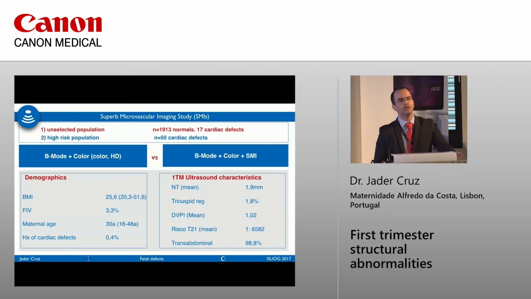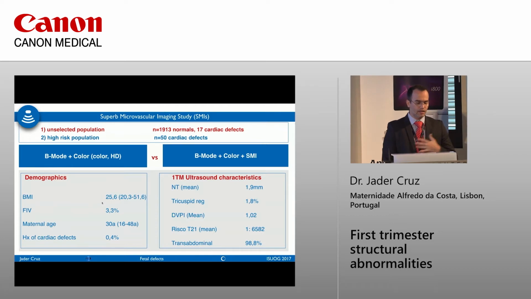But I want to show you just an updated version of the study we are about to finish on the use of a new technology that can help you to assess the heart better. It is called Superb Microvascular Imaging, SMI for the friends. And this is what we have so far. We have a two-step study where in the first step, this is what I'm going to show you, we scanned 1,913 patients, normal patients, in an unselected population. We had in this group 17 cardiac defects so far. And it's just to show you that it's actually an unselected population.